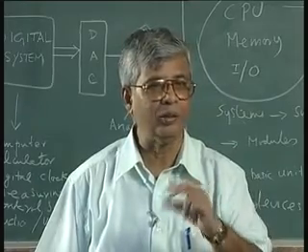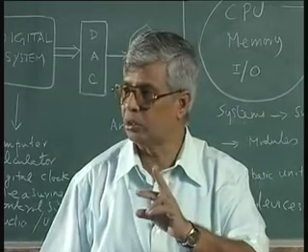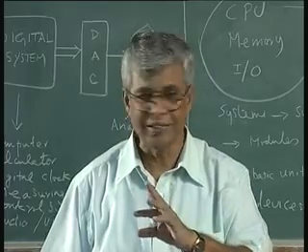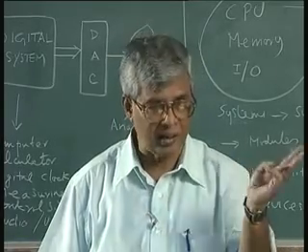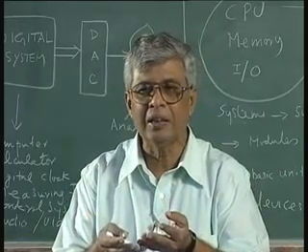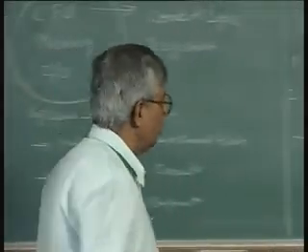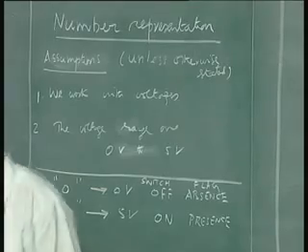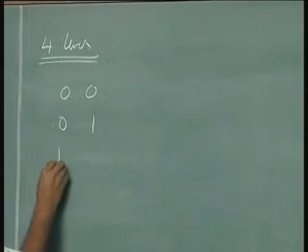If I have one switch, I can use two levels. If I have two switches, by a combination of these two switches, I can indicate 4 levels, 2 power 2. If 3 switches, I can indicate a combination of 8 levels. So, depending on the number of levels, I can represent these by different switches. So, for example, if I want to have 4 levels, I can have 0 0, 0 1, 1 0, 1 1.